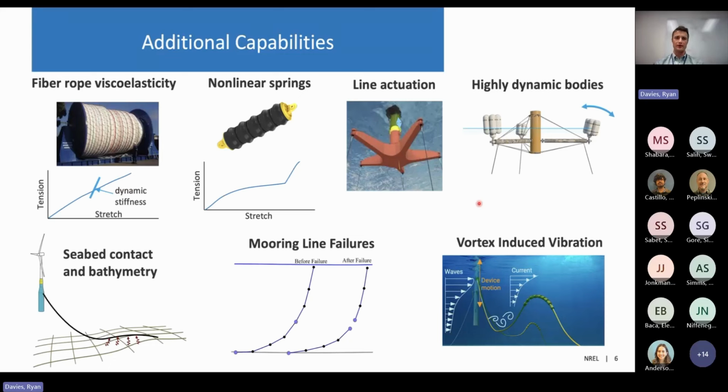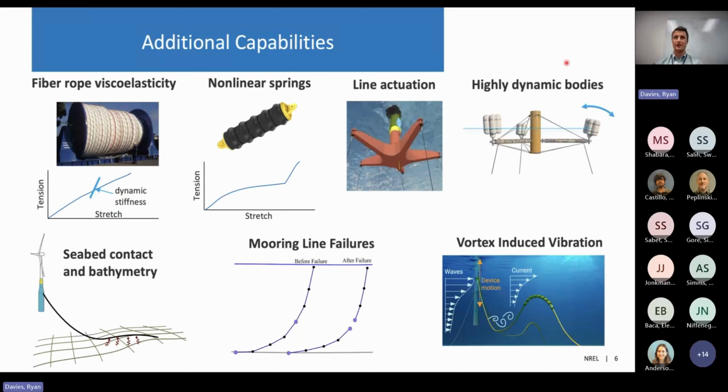We also have the ability to input any sort of stress strain curve for the stiffness of a mooring line. And this allows us to simulate nonlinear springs, which have been used before as an inline tool or technology that you put into the mooring system to help reduce loads. Another fun feature that is frequently used is line actuation of mooring. So this allows you to control the length of mooring lines at any given point in time. And this is super useful if you're trying to simulate an active mooring system or a winch or something like that.